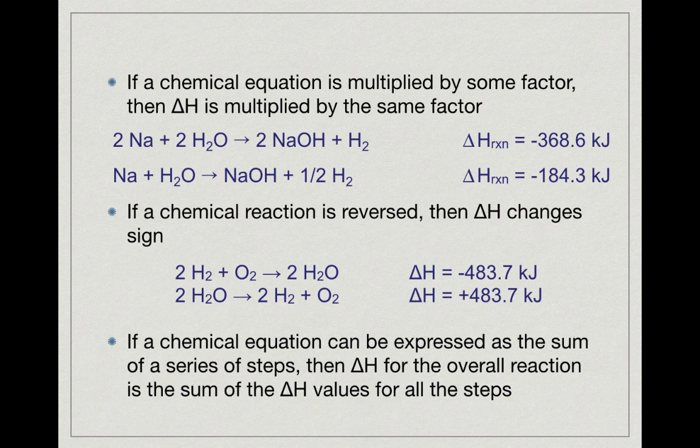And a more complicated process is if a chemical reaction can be expressed as the sum of a series of steps, then delta H for the overall reaction is the sum of the delta H values for all the steps that were used to make that chemical reaction. This last step is actually an entire chemical process called Hess's law. We'll take a look at Hess's law next.